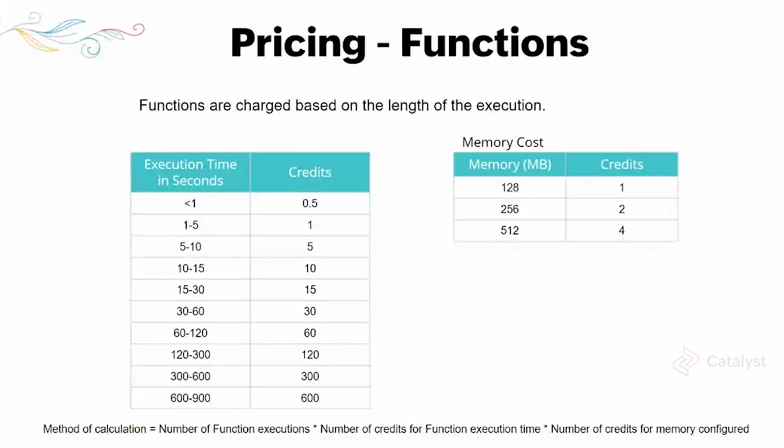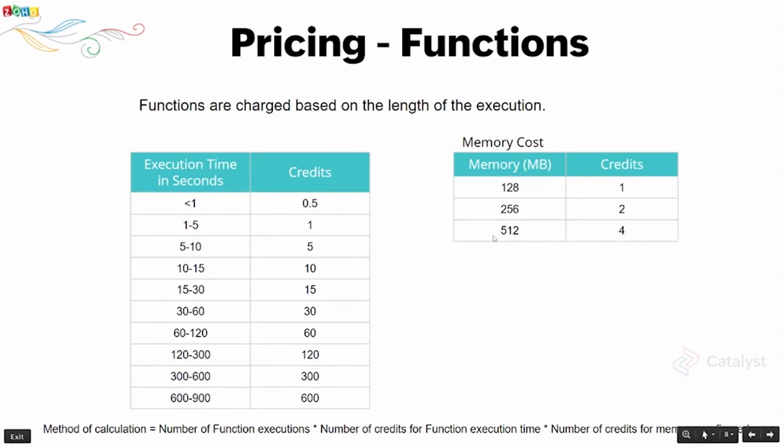What's interesting about functions is that the pricing is charged based on the length of the execution. So this is something that will be accessible to you on the pricing page for functions. Essentially, it's a composite factor of the execution time in seconds, what it's taking for your function to execute, and the kind of memory that you've deployed. So the number of function executions, which is the number of functions that you're executing, multiplied by the number of credits for each function execution time.